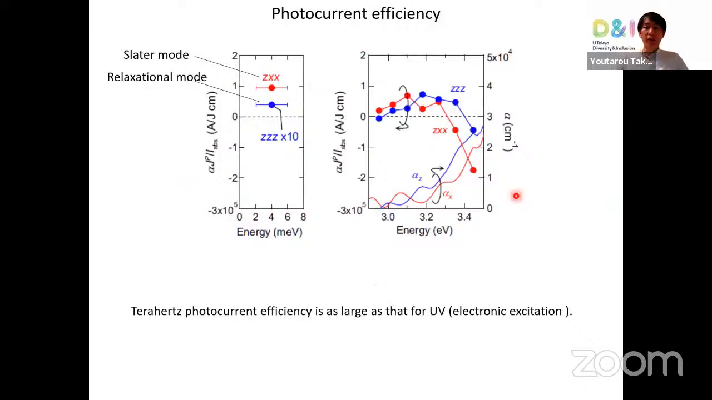This is a comparison between the phonon shift current in the terahertz region and the photocurrent by electronic excitation in the UV region. The measurement was done under the same conditions. The photocurrent efficiency of the phonon shift current is as large as that for the electronic transitions. This result shows that the photocurrent efficiency is large even for phonon excitation.